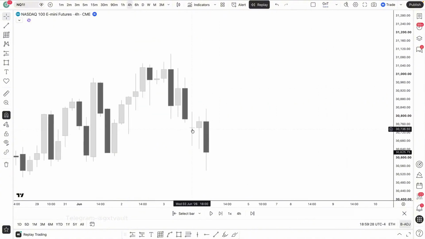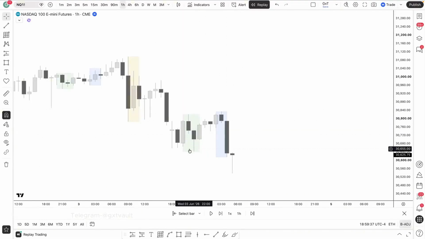As you can see on the 4-hour chart, we have no refined key level, so we're going to drop down to the hourly. And here, the Asia session consolidates.